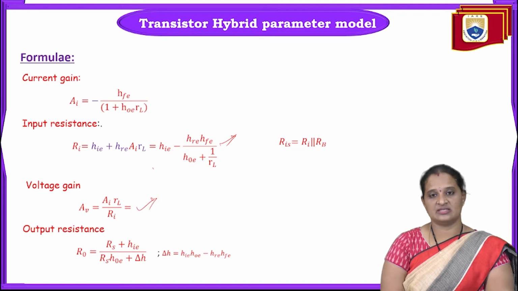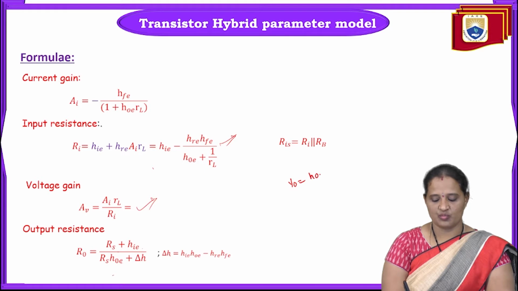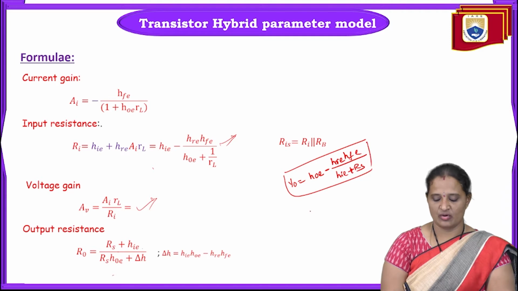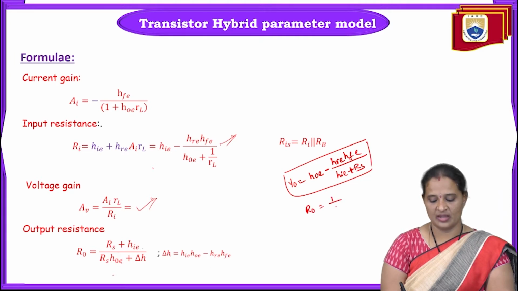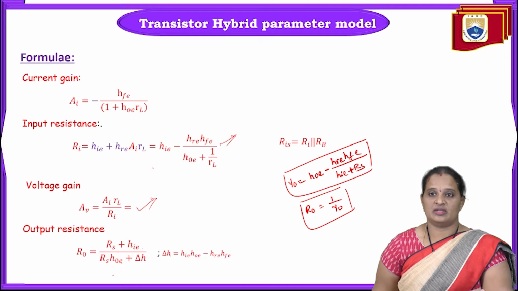Then output resistance is given by R0 equals RS plus HIE divided by RS plus HIE plus delta H, where delta H is HIE HOE minus HRE HFE. Or else we can also use the formula for Y naught, that is HOE minus HRE into HFE divided by HIE plus RS. So this is the equation for Y naught. If we get Y naught, R naught is simply calculated by taking the reciprocal of Y naught. So this is also another formula for calculating output admittance.